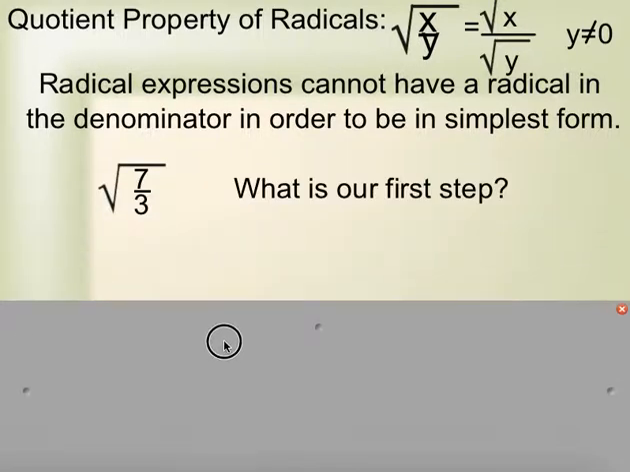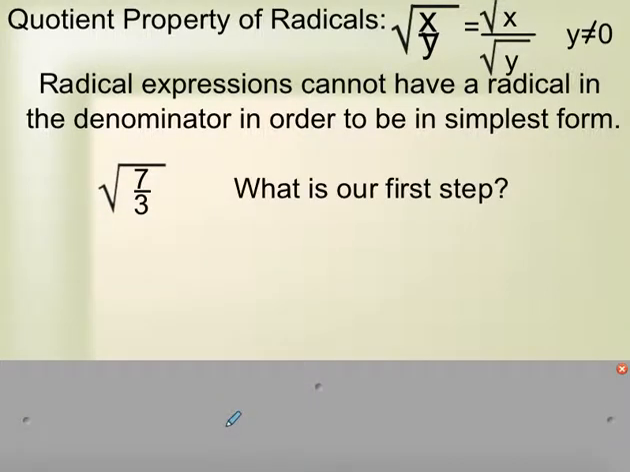And in order to do this, we first need to use this quotient property of radicals to say the square root of 7 over 3 is the square root of 7 over the square root of 3. Now, in order to get rid of this square root of 3 in the denominator, the only way to get rid of this radical is to multiply by itself. Because if I multiply this denominator by the square root of 3, the square root of 3 times the square root of 3 is just 3.